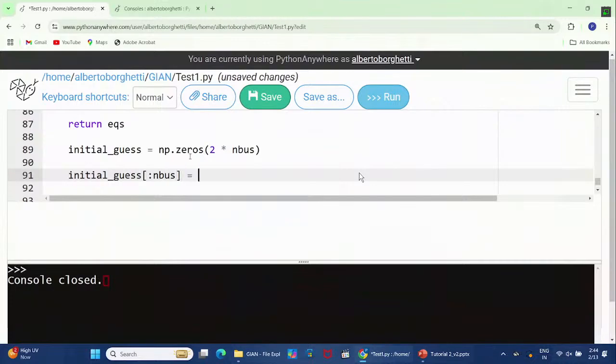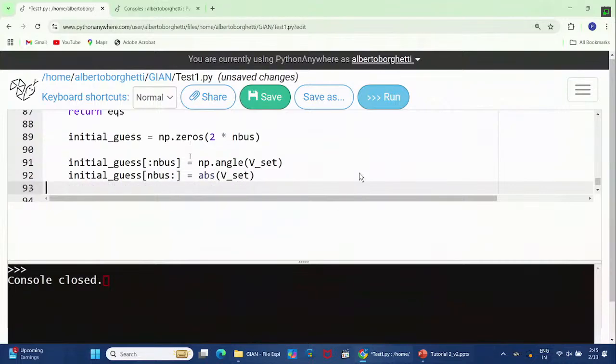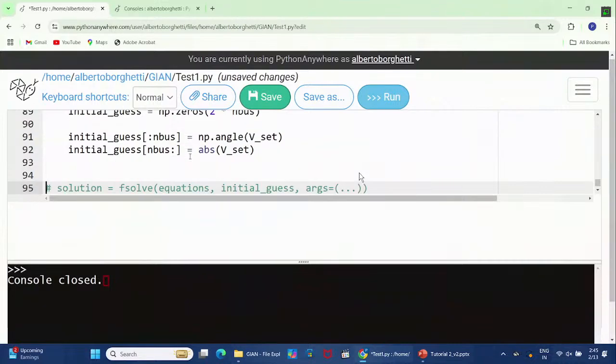We can also say that it is equal to np.angle of V set, but we have put 0 for all the imaginary part of V set. And the initial guess, the last n bus elements, so we start with n bus column, it is equal to the absolute value of V set. Any doubts until now? So we have almost everything.